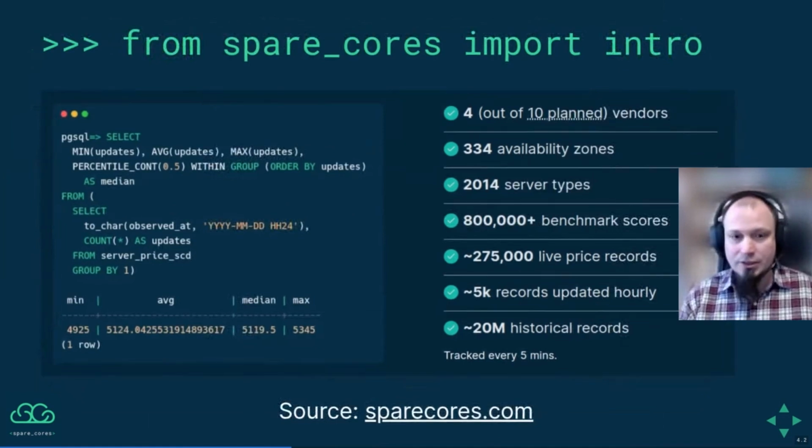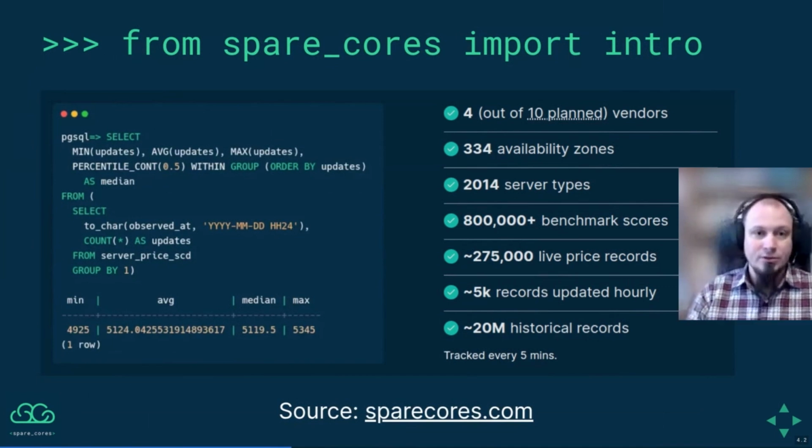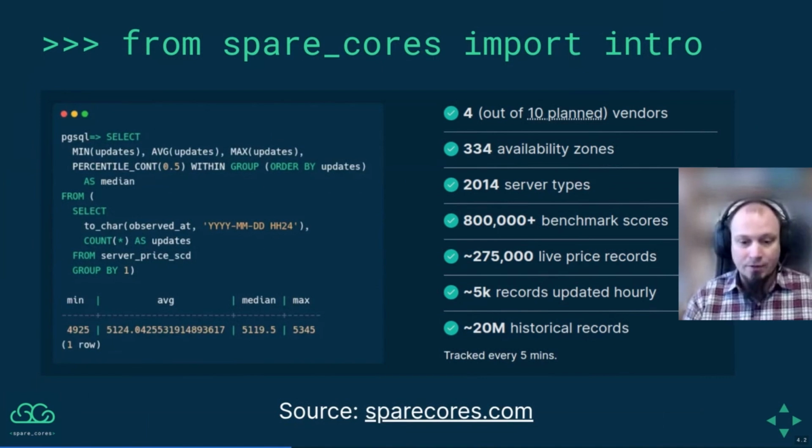High-level stats on the project. Right now we support, this is a bit outdated, sorry for that, 5 vendors. So the 3 main hyperscalers plus Hetzner and UpCloud from Europe, which means that we cover more than 2,000 server types from more than 300 availability zones.